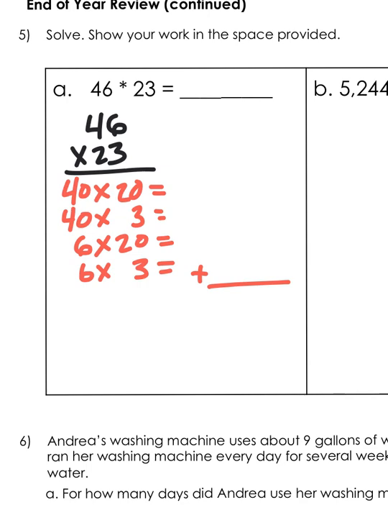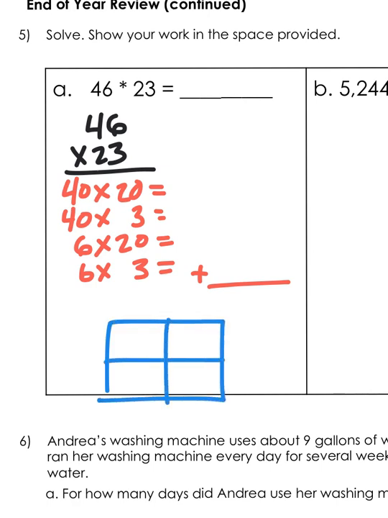Now, I could do that another way. Let's say I try the partitioning rectangle. So I would make my rectangle with 4 boxes, 2 rows of 2. And again, I'm going to break down 46. 46 is 40, or 4 tens, and 6 ones. And 23 is 2 tens and 3 ones. So again, I would multiply 40 times 20, 20 times 6, 6 times 3, and 3 times 40. And adding all those partial products together would give me my total product.